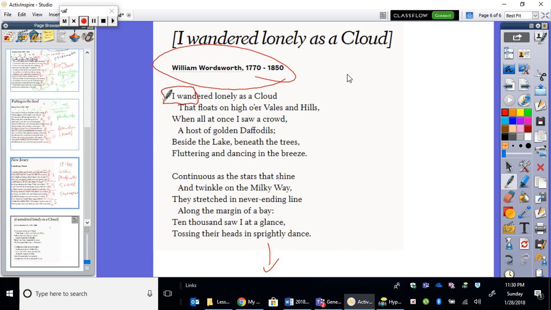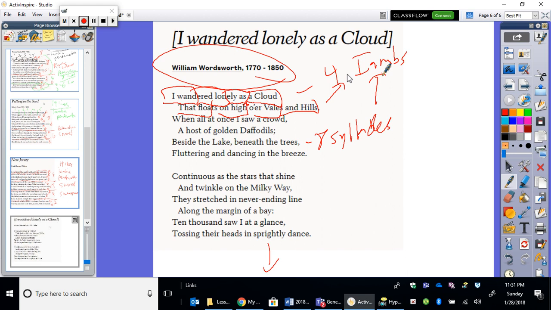I wandered lonely as a cloud. So we have 4 iambs here. That floats on high o'er vales and hills. Once again, we have 4. And actually, if you count your way down, you notice every line will have 8 syllables pretty much, or what we call 4 iambs.